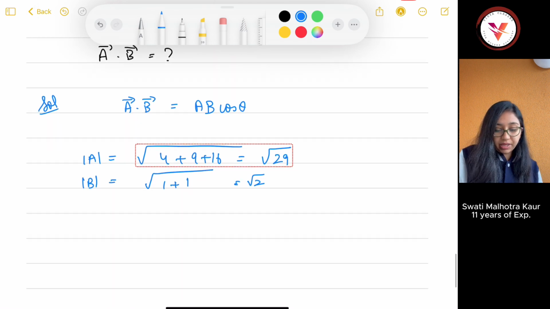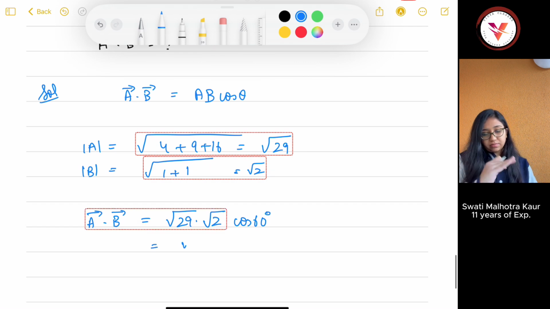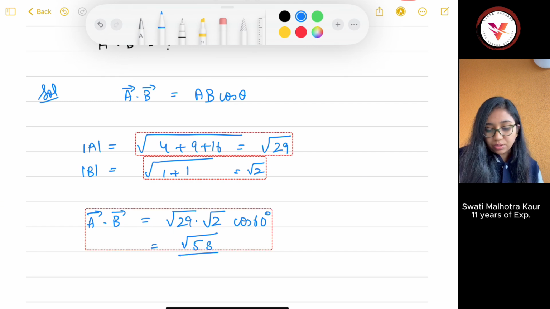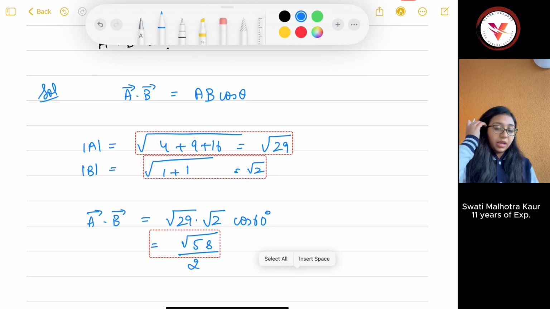And then simply A dot B gives you what? Root 29, root 2, cos 60 degree, cos 60 degree is half. And you can combine that: 2 9s are 18, 1 over 2 is 9 by 2. Okay, it's like that.